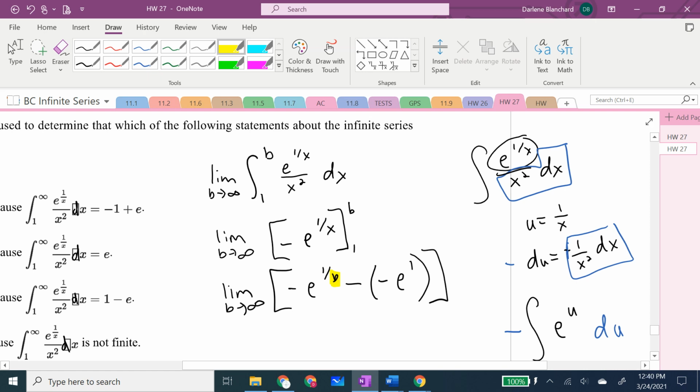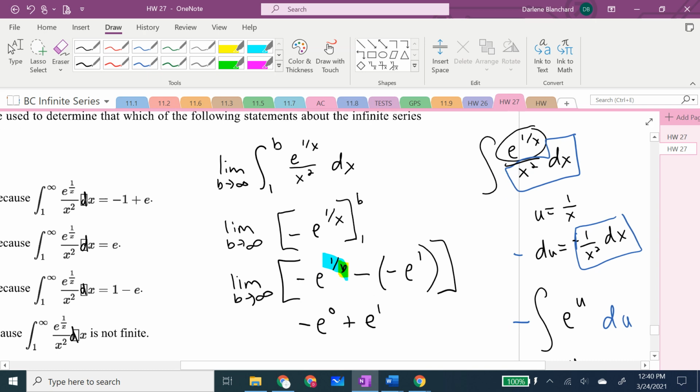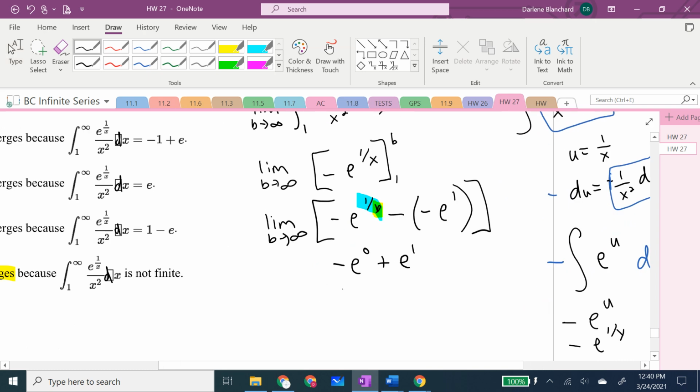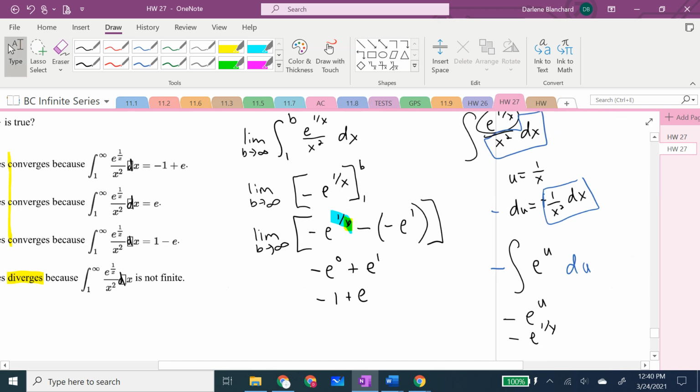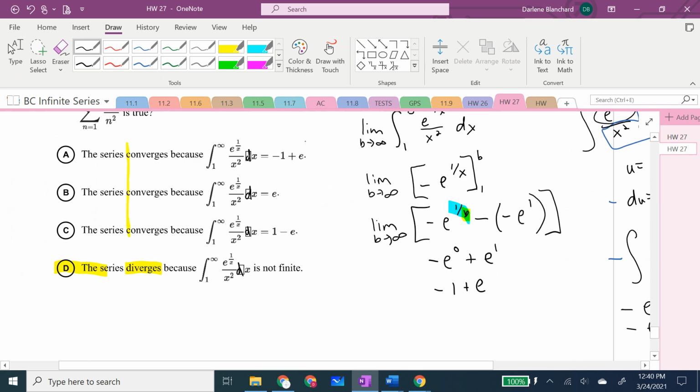If the b is heading to infinity, the exponent is heading to 0. So I'm getting negative e to the 0 power. Minus negative means positive e to the 1. And then you need to remember that e to the 0 is 1. So negative 1 plus e is the correct answer, and it does converge.